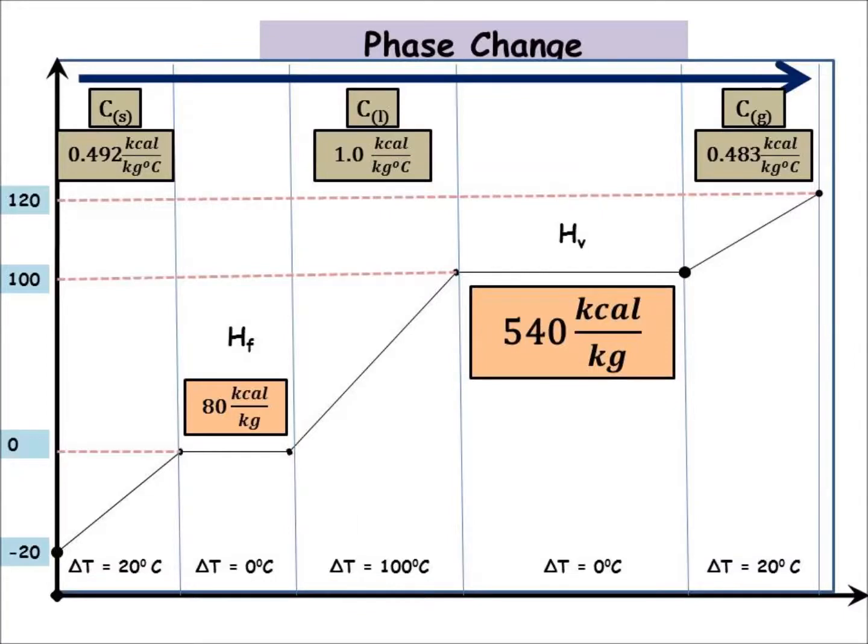Now, this graph tells the entire story. The ice is going from negative 20 ice to 0 liquid. And the steam is going from positive 120 gas to 100 gas. It's going to release the heat of vaporization to 100 liquid, and then it's going to cool from 100 liquid to 0 liquid.